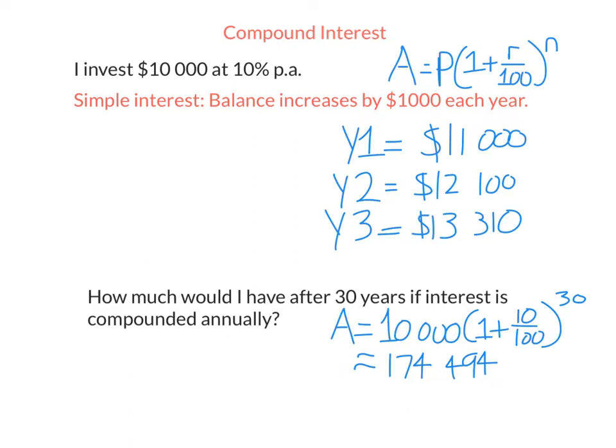This formula for compound interest calculates how much you have rather than calculating the interest. If I wanted to find how much interest I've earned, I just take how much I have and subtract the principal. All right, let's now move on to Pythagoras.